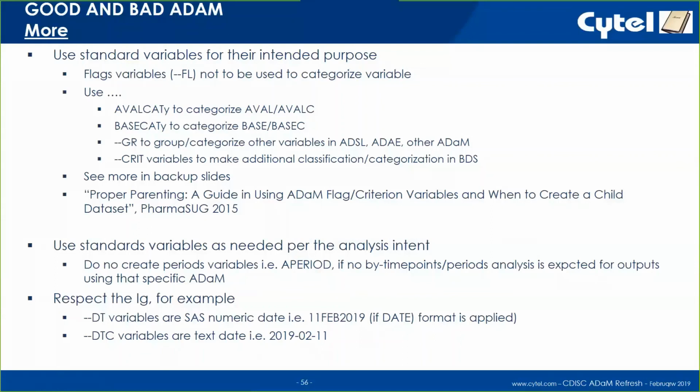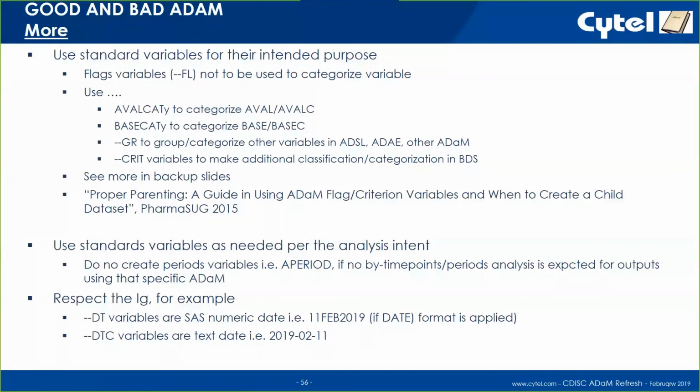And then I think I said this already, but just include standard variables in your Adam dataset only if needed. So if you don't have any analysis by period, there's no need to create any period variable. The more variables you add, the more you have to maintain the dataset, the more you have to explain, the more you have to provide in the file XML. So do not put in your dataset information that is not needed in the analysis. And respect the implementation guidance.